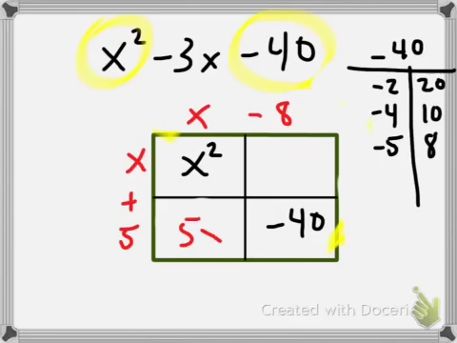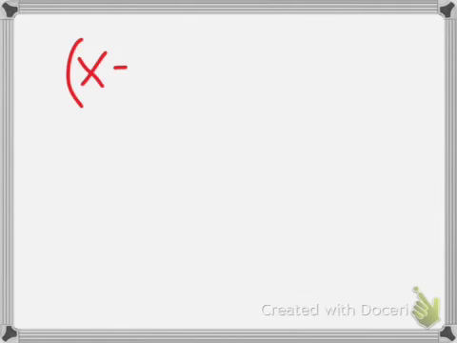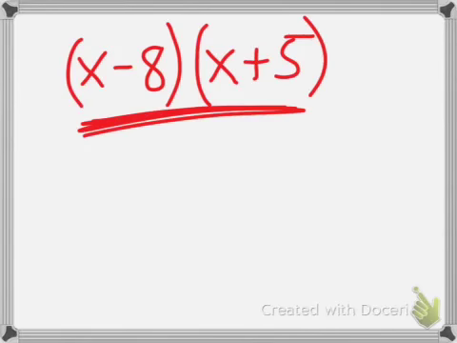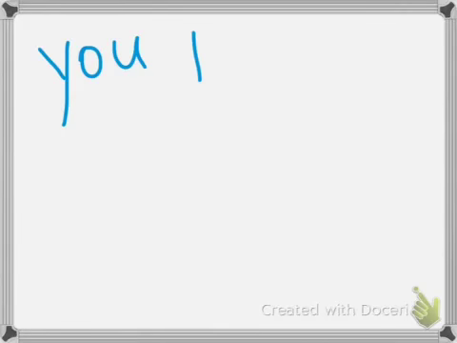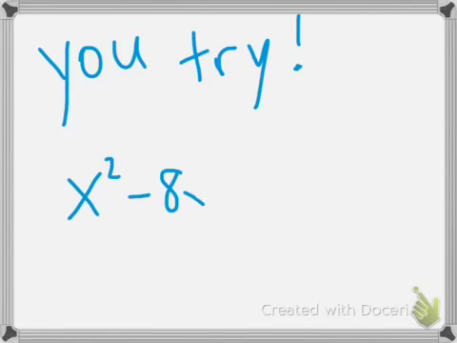Okay, so fill in the rest of the box. Let's make sure we got it. Sure enough, negative 8 plus 5 would give us negative 3x. So the factored form is x minus 8 and x plus 5. Okay, so now you try one. How about x squared minus 8x plus 7?